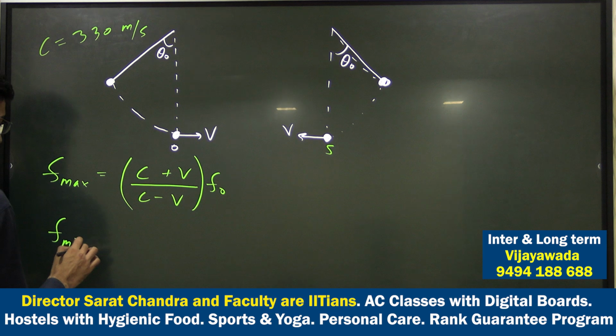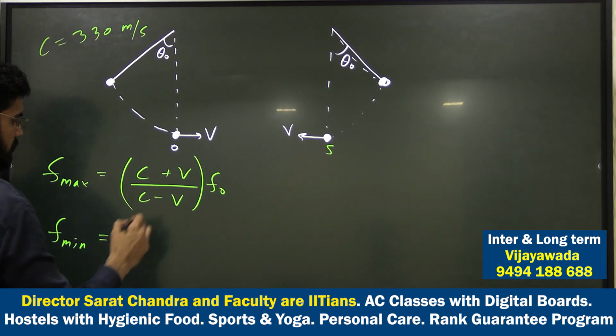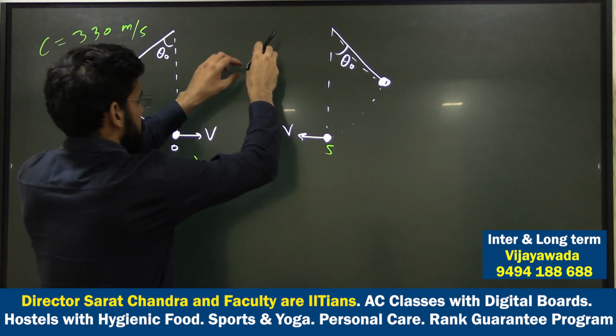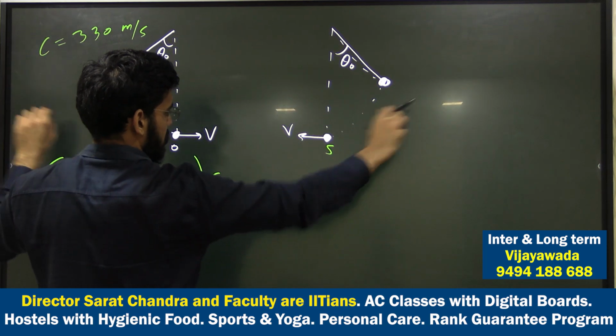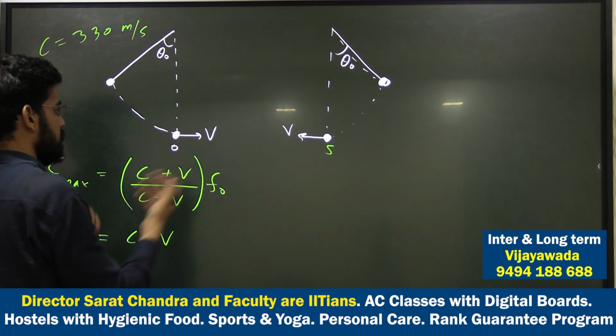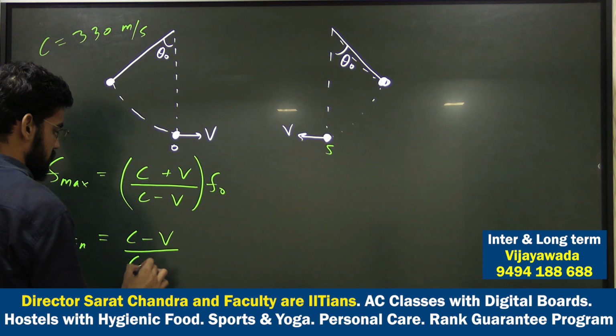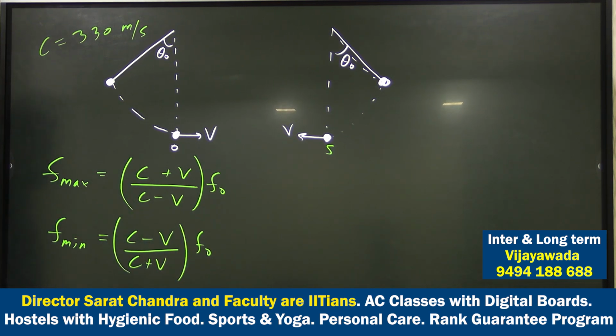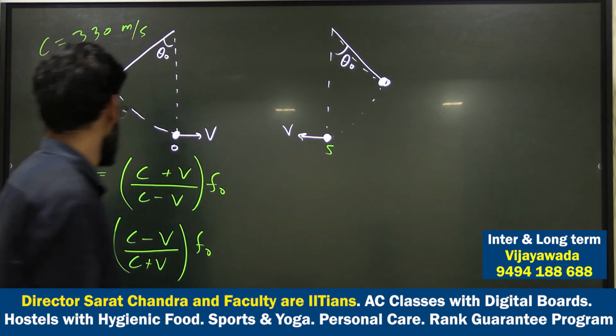For F minimum, what will you write? You can say C minus V, because when he goes in this direction and they come like this, and then he goes in the opposite direction with the same speed V only. Work energy theorem we will apply. Obviously you will get the same answer, C minus V by C plus V into F naught. These are the F maximum and F minimum you will hear.